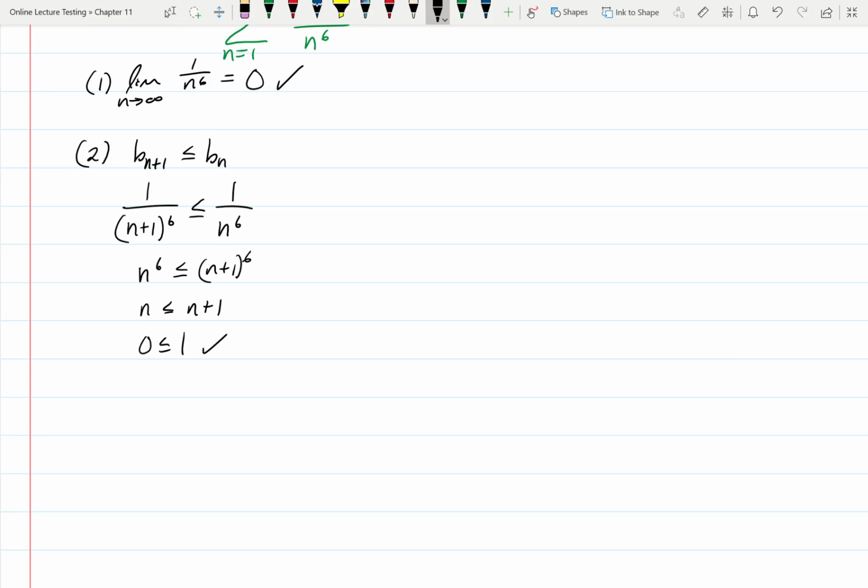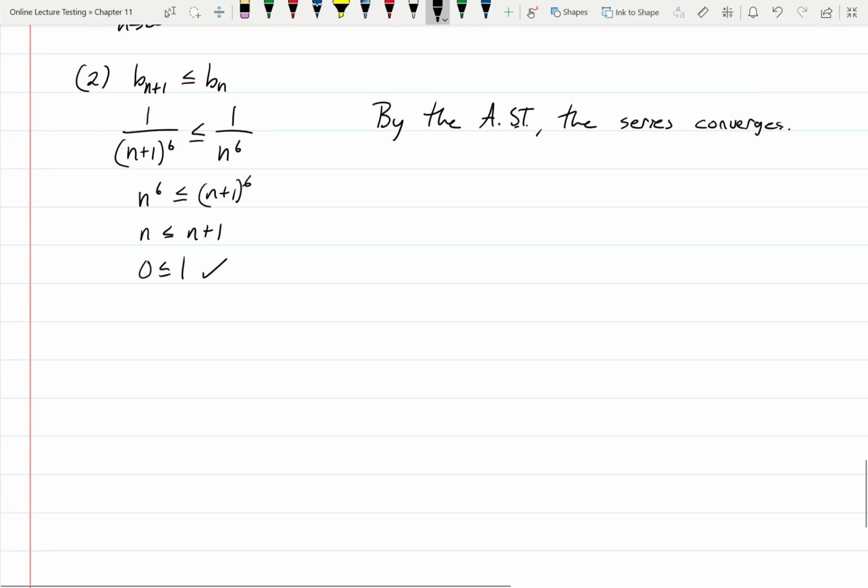Another way that we could have done this is write out the 6th degree polynomial for this and subtract the n to the 6th power. And what would have happened is this is all dealing with n positive, and we'd have addition all the way through. So either way, you could solve this for that part. Okay, so by the AST, the series converges. Which means now we can apply the alternating series estimation theorem.